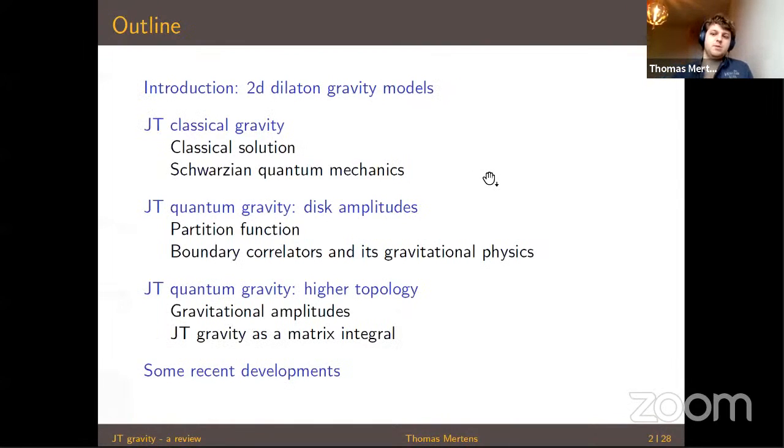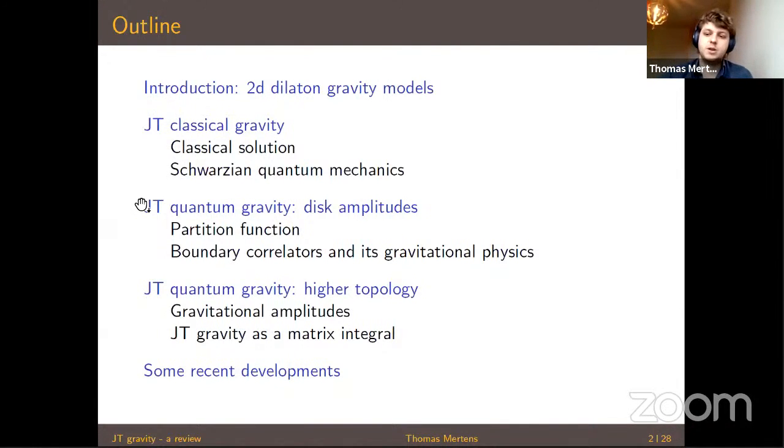So let me start by giving you a brief outline of my talk. I'll first start by giving you an introduction into generic 2D dilaton gravity models. And then I will discuss, as a specific example, Jackiw-Teitelboim gravity. First, I will discuss its classical gravity aspects, the classical solution, and its description in terms of Schwarzian quantum mechanics.